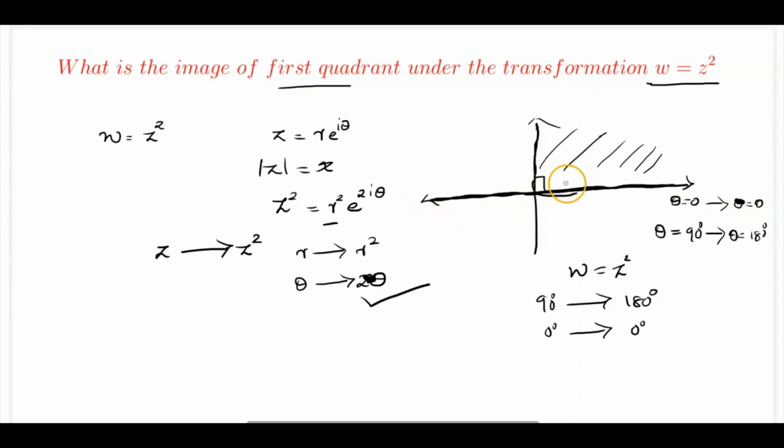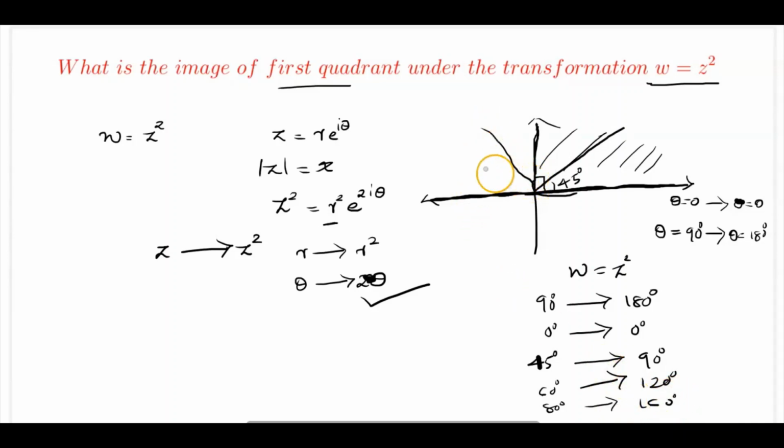Okay. Now let's look at some interior ray. Let's look at the angle 45 degree. What happens to the 45 degree under this transformation? This changes to double, 90 degree. So 45 degree goes to 90 degree, which is in the interior. Also 60 degree goes to 120 degree and 80 degree goes to 160 degree. These are interiors.